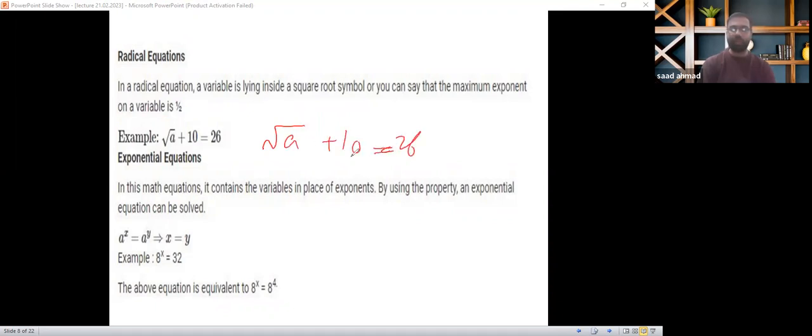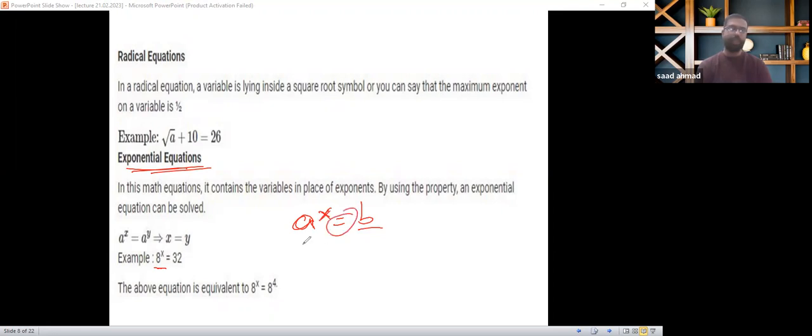Like these kind of equations where we have the square roots, we can have cubic roots, like those. So these are the radical equations that we have. And then exponential equations, like the ones that have the powers of something, like a to the power x equals b. A is a constant, b is a constant, and x is a variable. So these kind of equations, because they have an equal sign, these are the exponential equations, right?